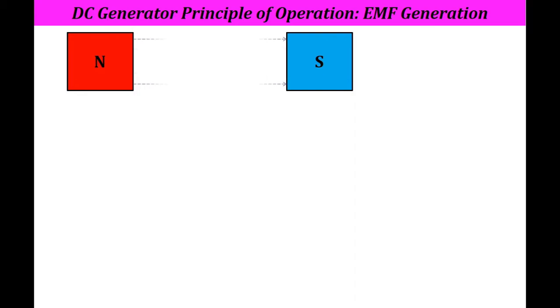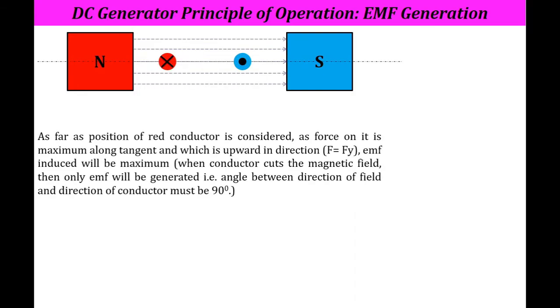Now, let's discuss this case. What happens? As far as the position of the red conductor is considered, the force on the red conductor is maximum along the tangent, and it will be in the upward direction, that is F equals Fy. So the EMF induced will be more in that case. And always remember that whenever a conductor cuts the magnetic field, then only EMF will be generated. That is, the angle between the direction of the field and the direction of the conductor must be 90 degrees.